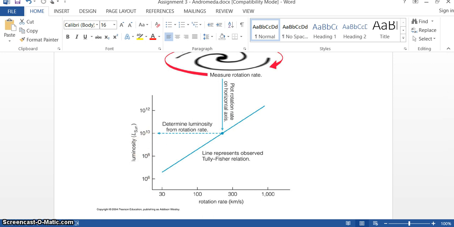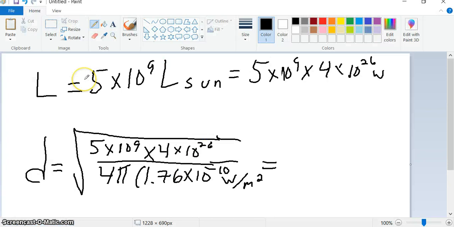All right, so let's go to another screen. From the Tully-Fisher relationship, looking at the rotational velocity, I'm choosing to say that this was 5 billion, basically 5 times 10 to the ninth, times the luminosity of the sun. Remember that the vertical axis is the luminosity of the sun, and the horizontal axis is the rotational velocity. So this is what it is, right?